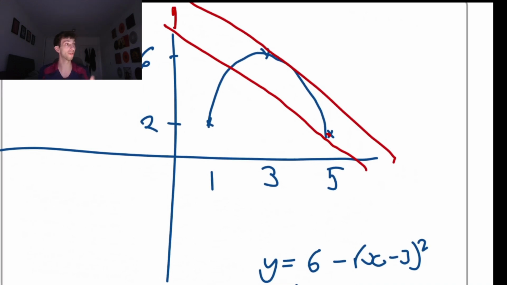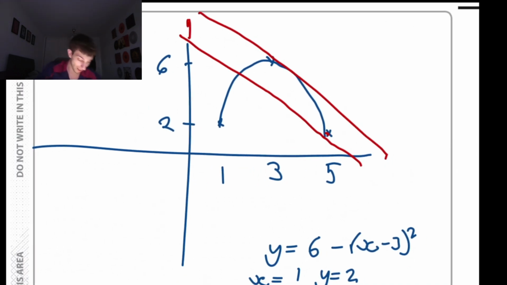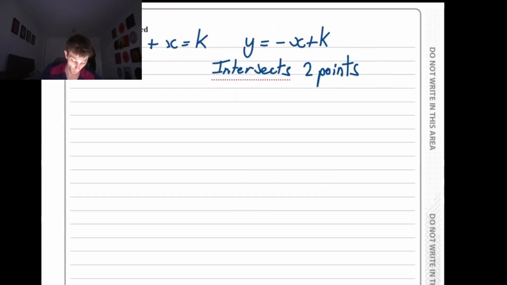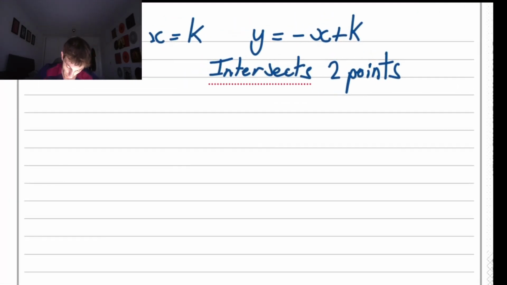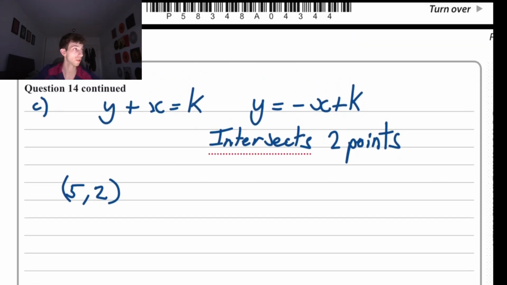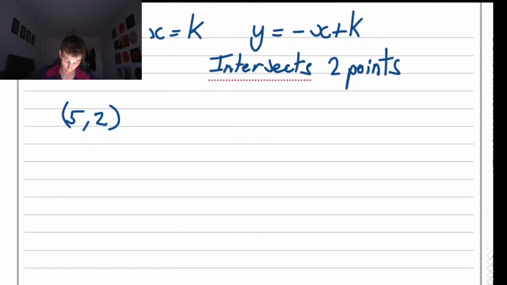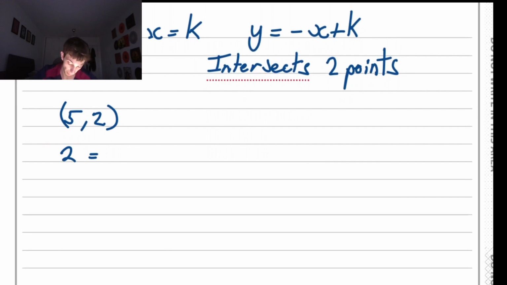We already have a coordinate this line goes through, which is great. We have the coordinate of 5, 2, because we can see it has to go through this point, which we found before, of 5, 2. So x equals 5, y equals 2. We can simply plug this into our equation of y equals minus x plus k. So we have that 2 equals minus 5 plus k, right? Add the 5 to the left-hand side, and we have that k equals 7 on this line.